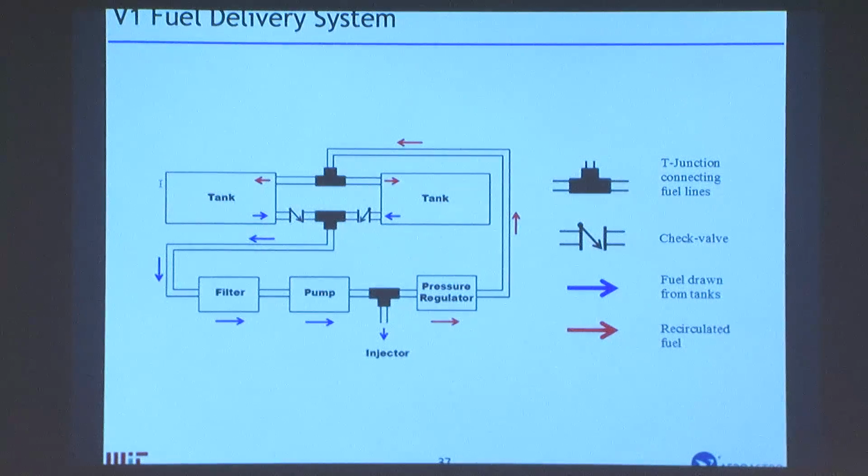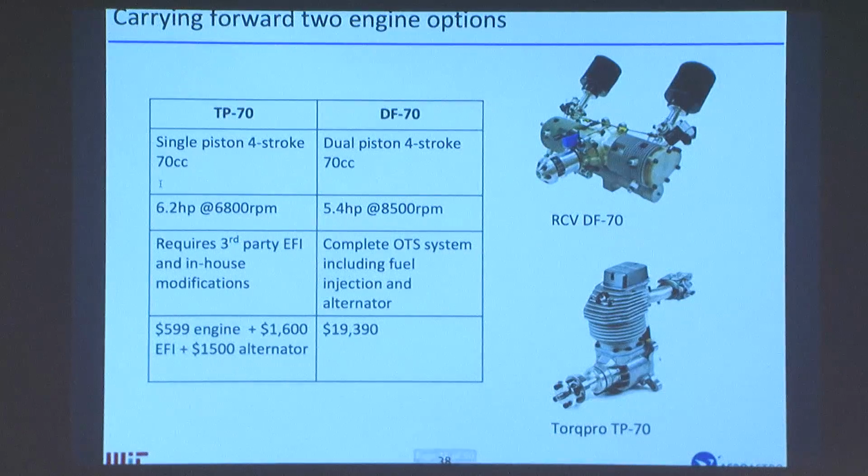We have a fuel delivery system that makes sure the fuel gets to the engine. We actually have 2 engine options that we're still carrying forward in our development. One of them costs about as much as a car. It's a $19,000 engine. Now what we get for that $19,000 is a fully integrated system. It has an alternator to provide electrical power. It has an electronic fuel injection system, which is pretty rare in this size engine, but they've got that all integrated in. So it's an off-the-shelf system. It's fairly low risk. The manufacturer has tested it a lot. We can just buy it. We can spend our $19,000 and we have an engine.